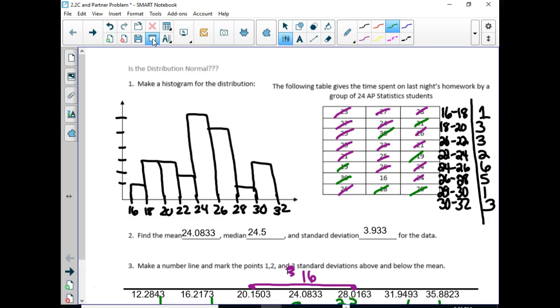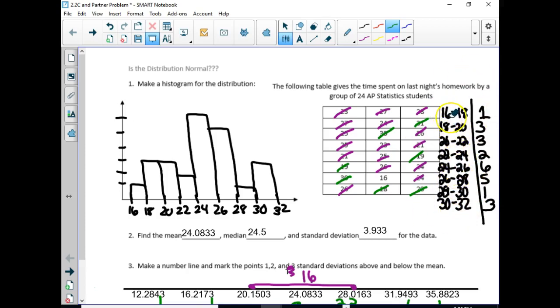Okay, so you should have paused it. You should have done it all. I'm going to go for it. What I did is I first made a frequency table over here. The goal of this is not to teach you how to make a histogram. You should already know that. Look back at your notes if you need help with that. But I made a frequency table just to stay organized.